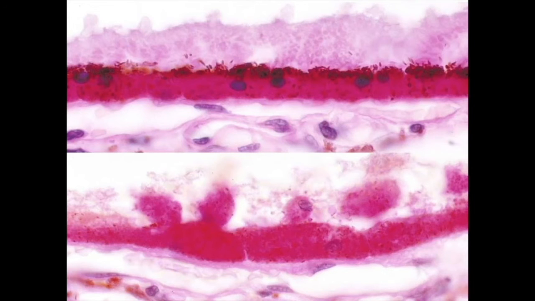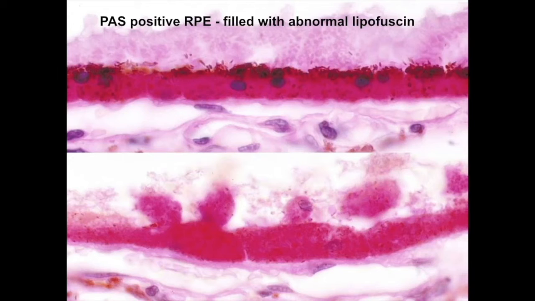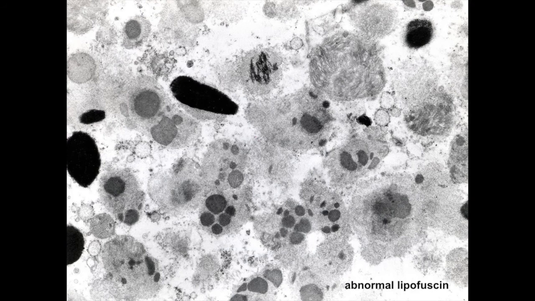This shows a PAS stain of peripheral RPE above and posterior RPE below. Again, the posterior cells are markedly swollen, don't have pigment. They're just chock full of PAS positive lipofuscin pigment. And there's significant amounts of lipofuscin out in the peripheral RPE above. Here's electron microscopy showing the abnormal lipofuscin pigment.